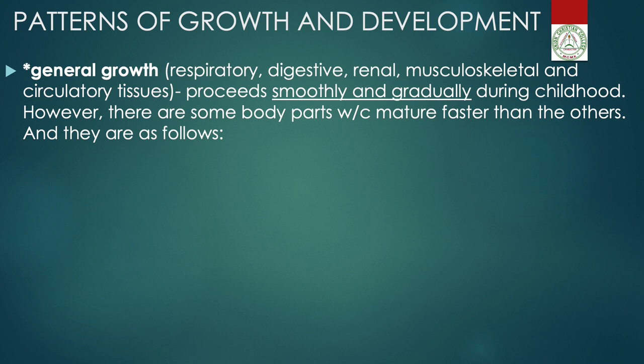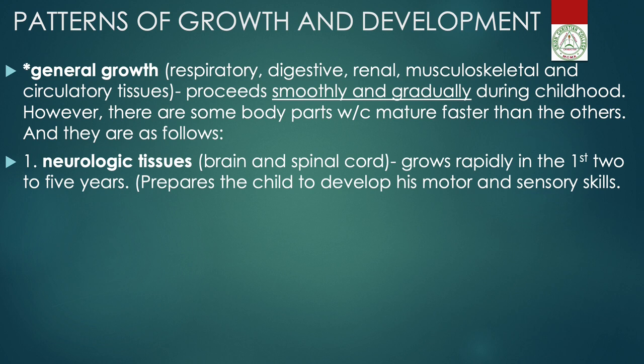However, we have to remember that there are body parts which mature faster or which mature slower than the others. And they are as follows. Number one is your neurologic system, including the brain and the spinal cord and the neural pathway. Yung neurologic system po ng bata, they grow rapidly on the first 2 to 5 years. Ibig sabihin, mabilis po yung growth and development ng brain at ng spinal cord sa unang taon hanggang sa 5th taon ng bata. Why is it necessary?